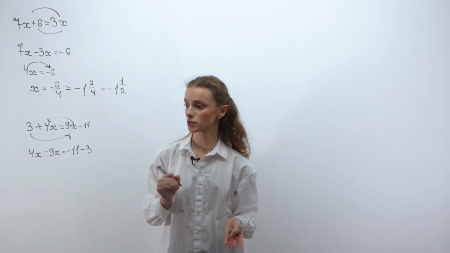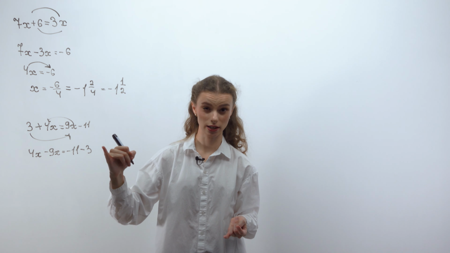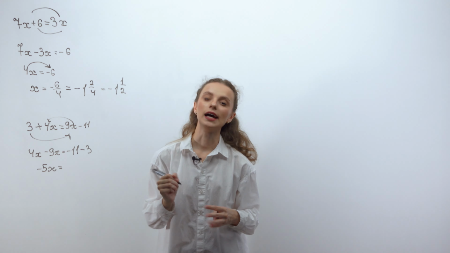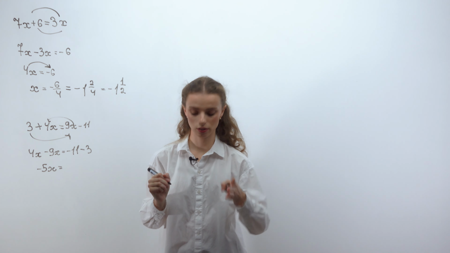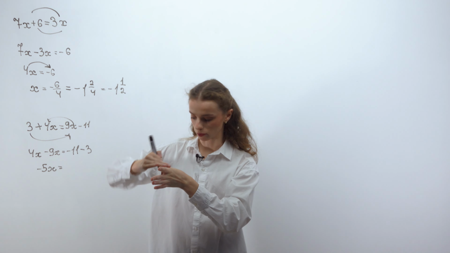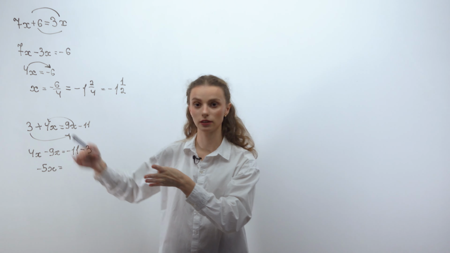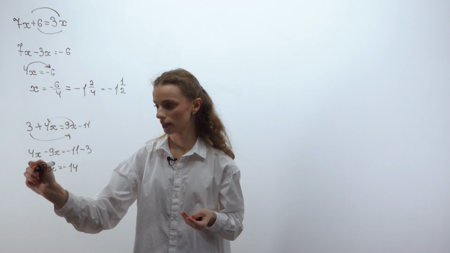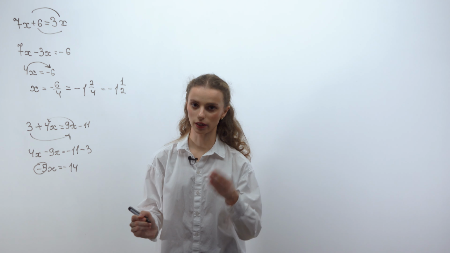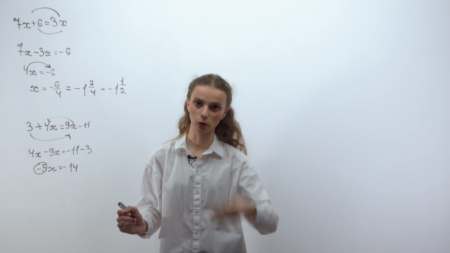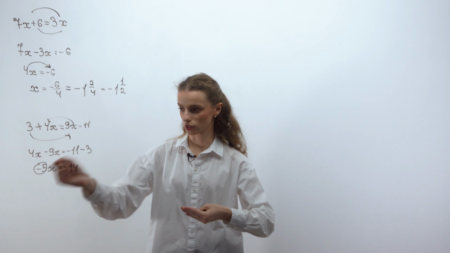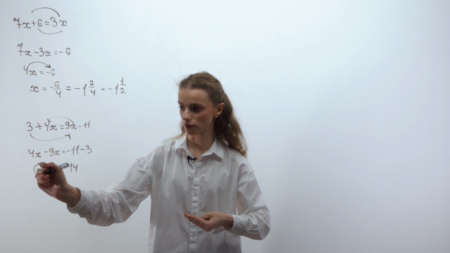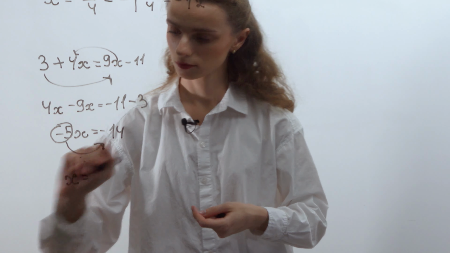Let's combine like terms. We have 4x minus 9x, which is negative 5x. And negative 11 minus 3, so we start on the negative side and keep going in the negative direction, is going to be negative 14. Now I have to isolate my x. How am I going to do that? Here I see that I multiply negative 5 by x. So I'm going to put it on the other side with the opposite operation. Here's multiplication, so here will be division. Negative divided by negative is going to be positive.